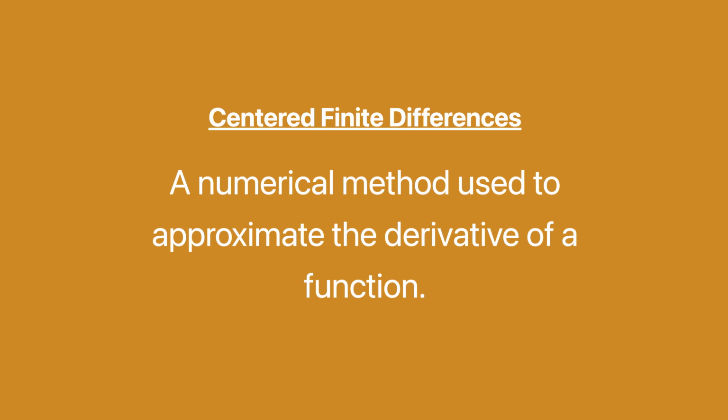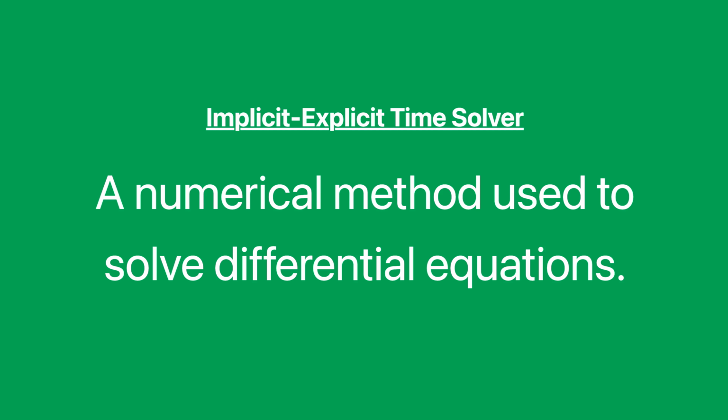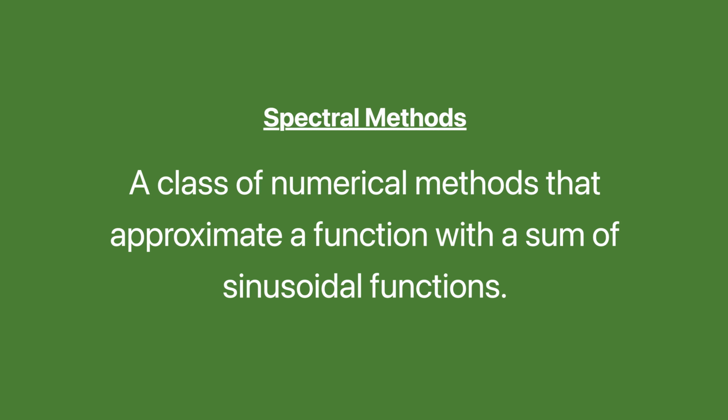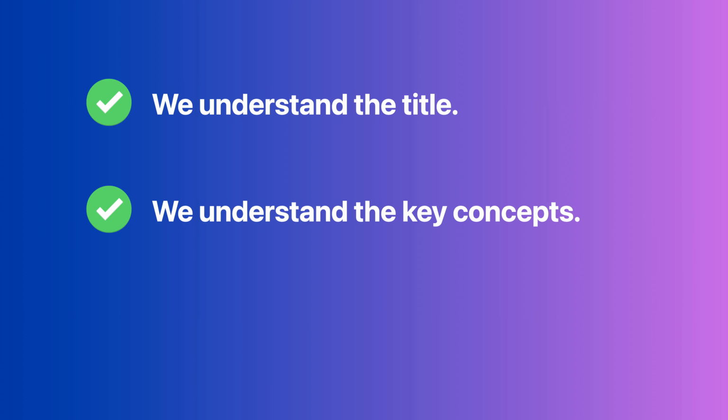Centered finite differences: a numerical method used to approximate the derivative of a function. Implicit-explicit time solver: a numerical method used to solve differential equations. Symmetry conditions: a set of conditions imposed on a problem to ensure that the solution is stable and accurate. Spectral methods: a class of numerical methods that approximate a function with a sum of sinusoidal functions.